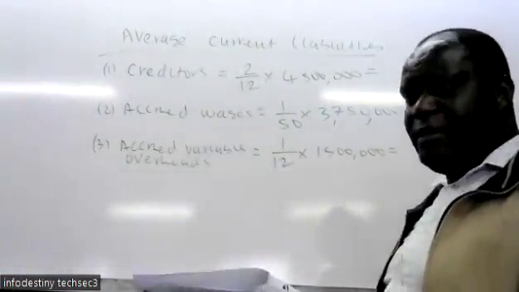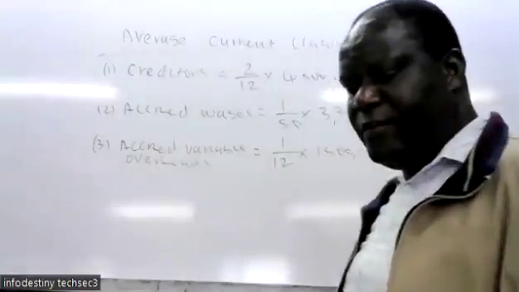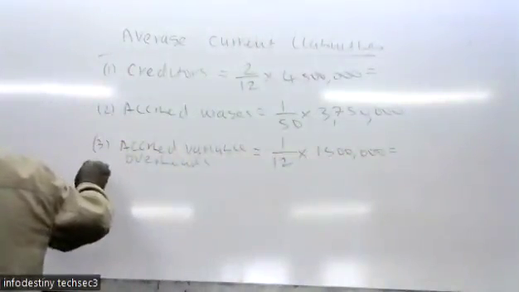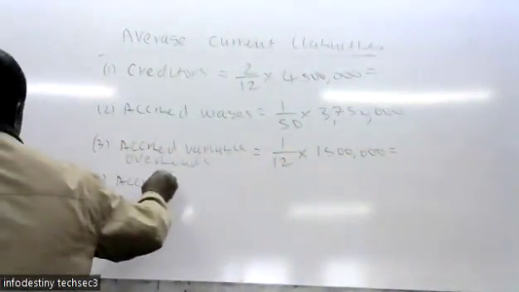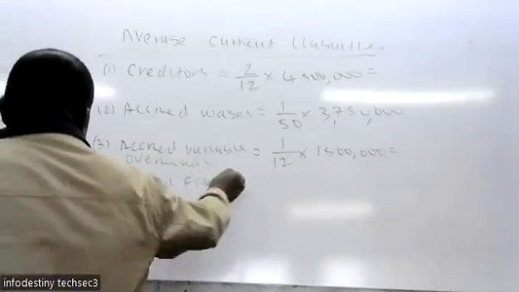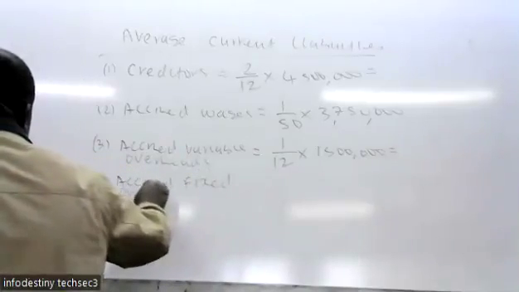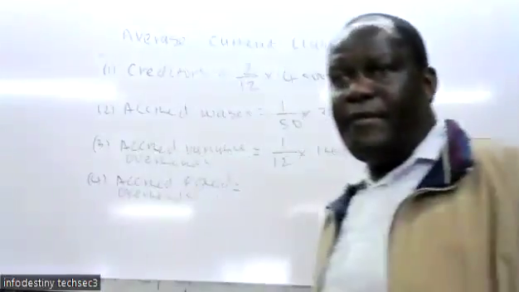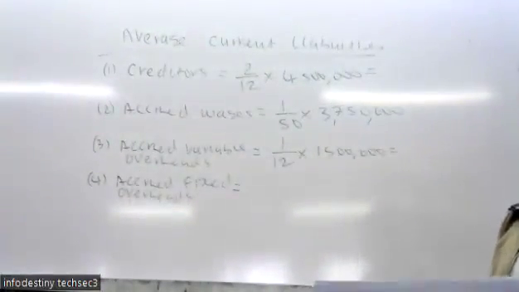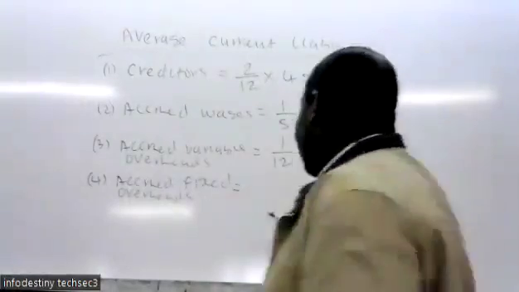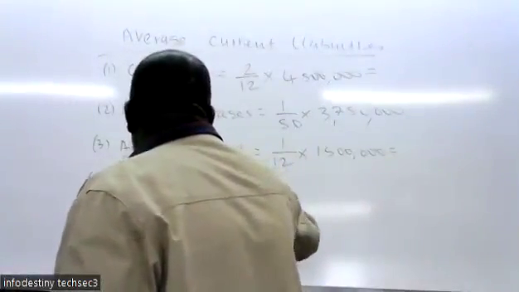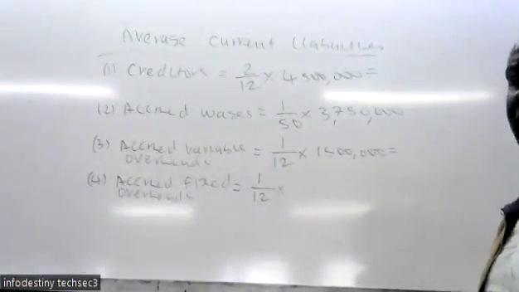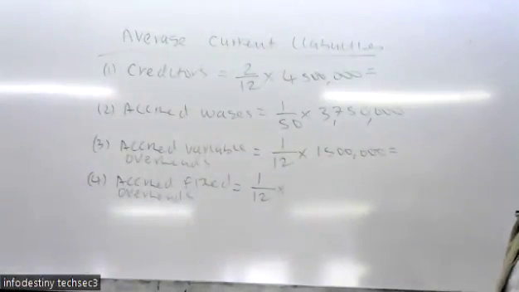Then the next one should be accrued fixed overheads. For the accrued fixed overheads, it is also 1 month, but we divide by 12. So how much should be there for the fixed overheads?